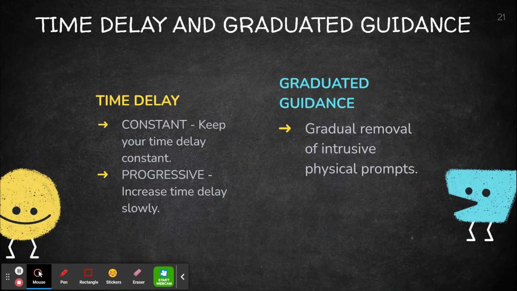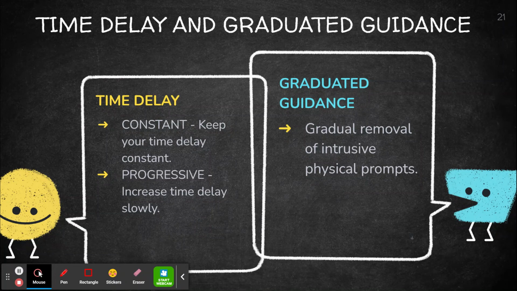For the time delay, you really want this fading to be a constant time delay or a progressive time delay. You're going to use that to transfer stimulus control from a prompt to the natural stimulus by delaying the presentation of the prompt following the presentation of the natural stimulus, right?